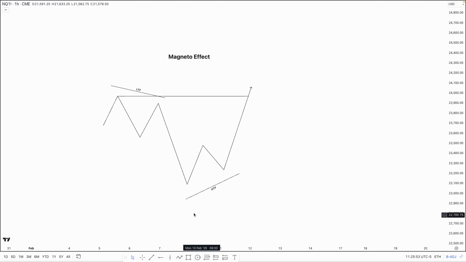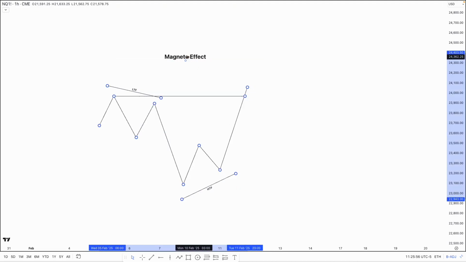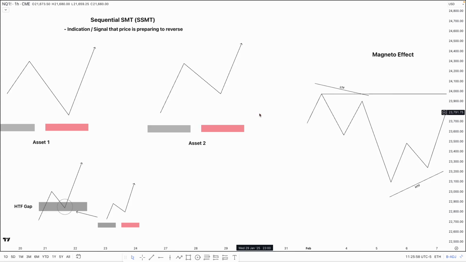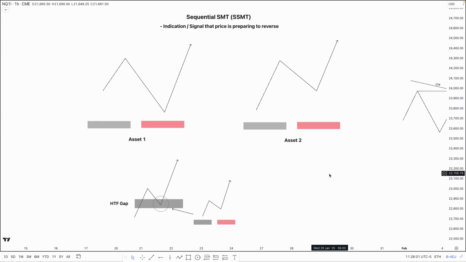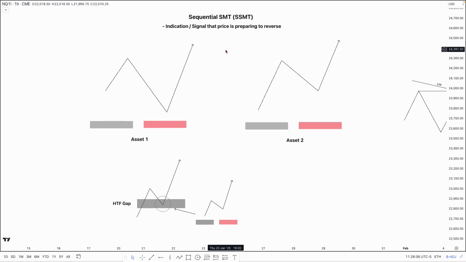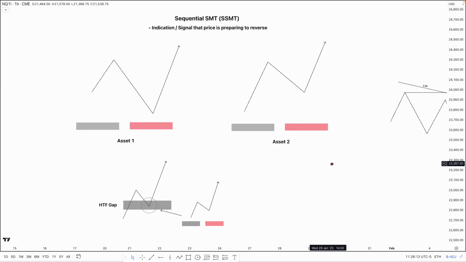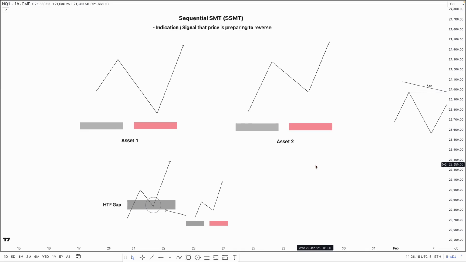So I hope this also made sense and it's starting to click. But it is quite simple once you get the hang of it. There are also other types of sequential SMT, but at a certain point, there begins to be too much noise. So things like hidden sequential SMT is not something that I use, so I will not be covering it in this video. If you choose to use it, then by all means go for it, but this is not something that I found success with, so I will not be sharing or explaining it.